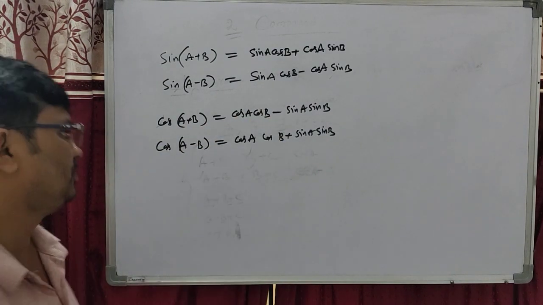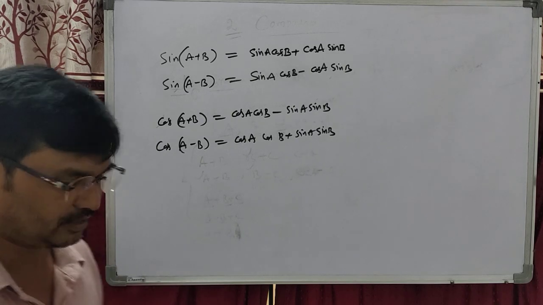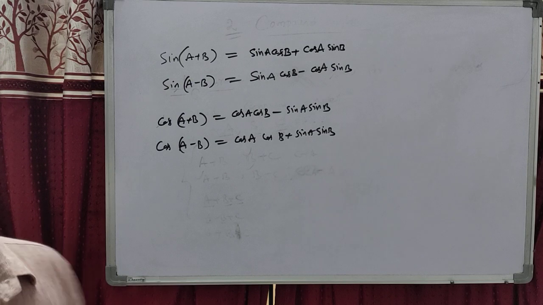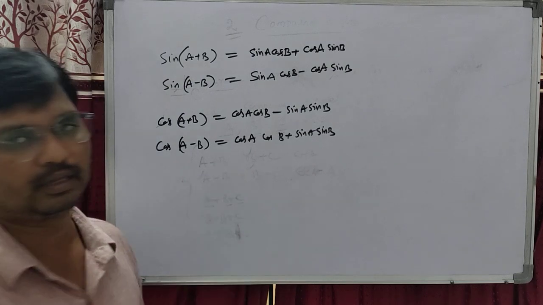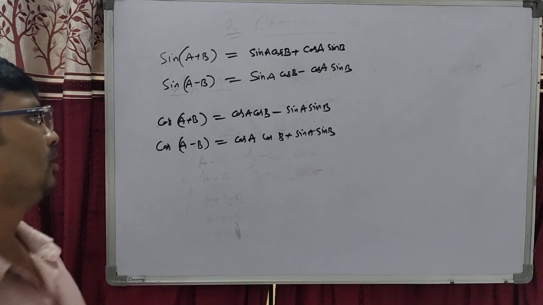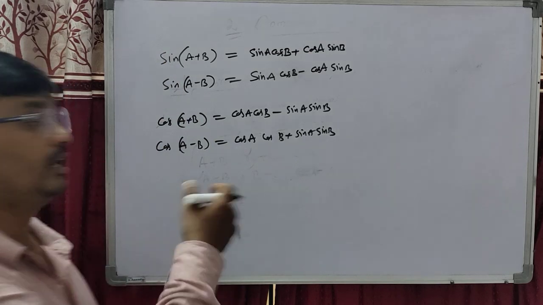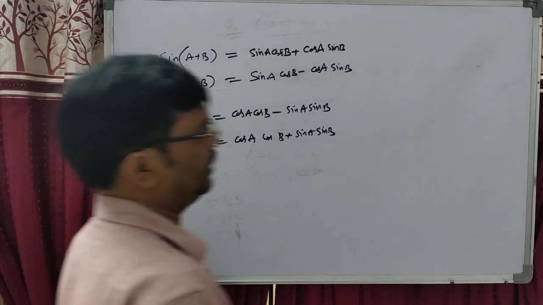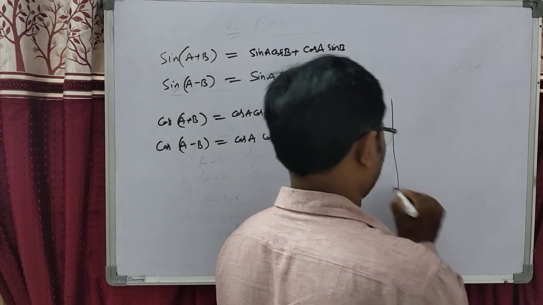Cos of a minus b is cos a cos b plus sin a sin b. This proof is not necessary here, students. You can just remember the formulas only. These proofs are available in vectors. Dear students, I think you know vectors from physics.